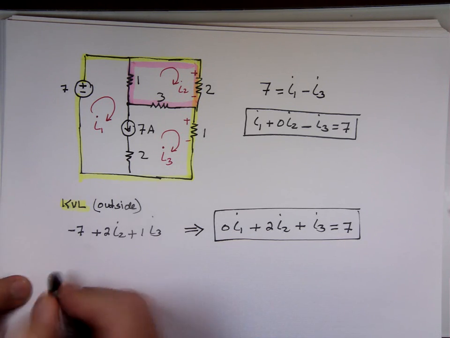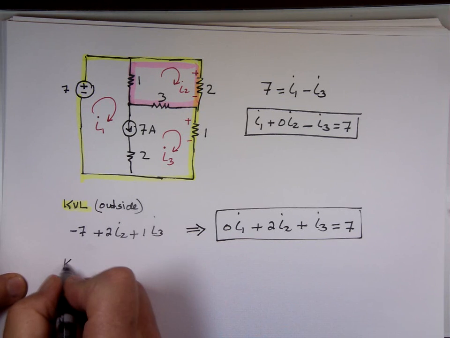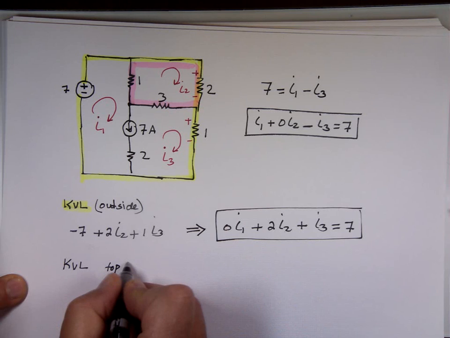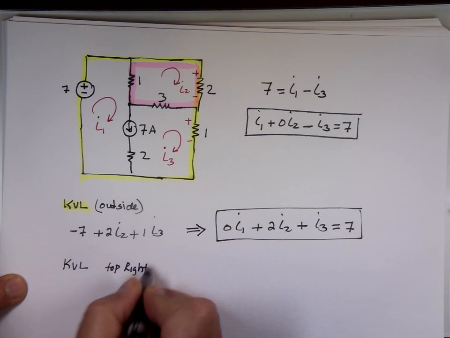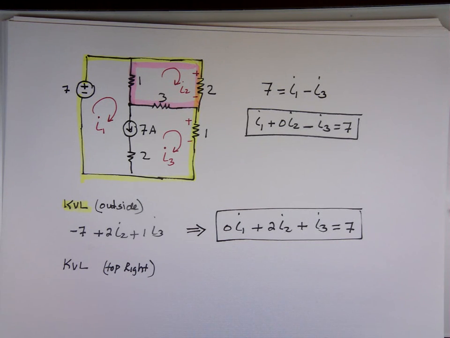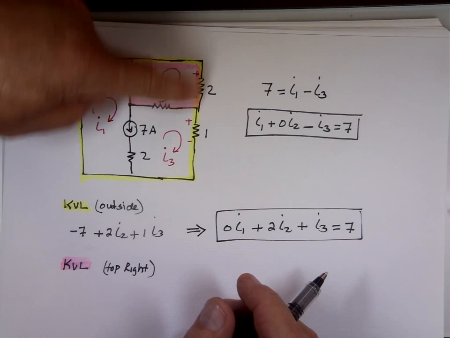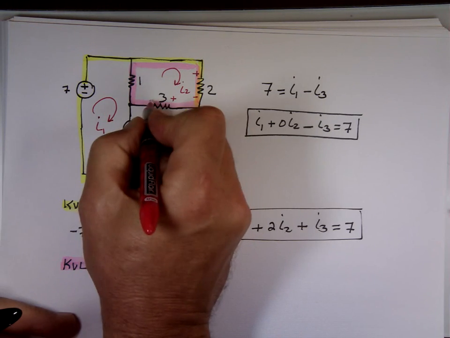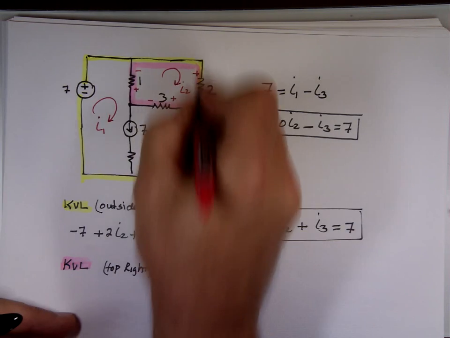KVL, top left, top right. That's the purple. I'll make it purple color too here, so you'll know that goes with it. Begin with one like this one. I'm traveling this way, so I'm marking them plus to minus as I'm going. I'm traveling clockwise with them. I'm going this way.